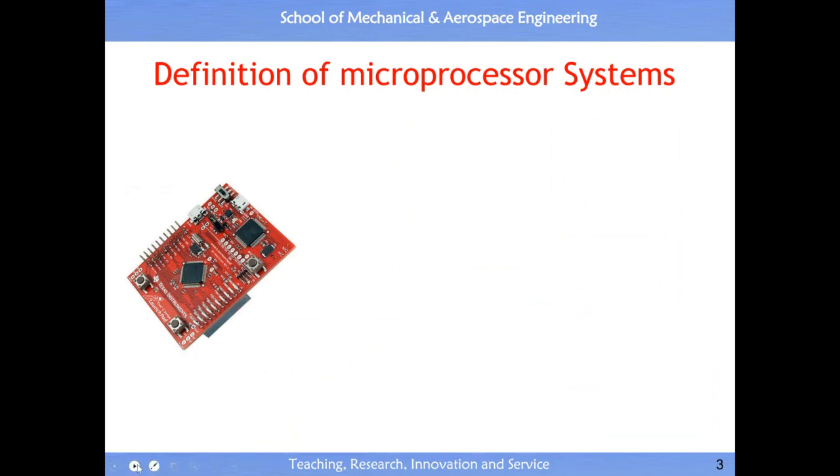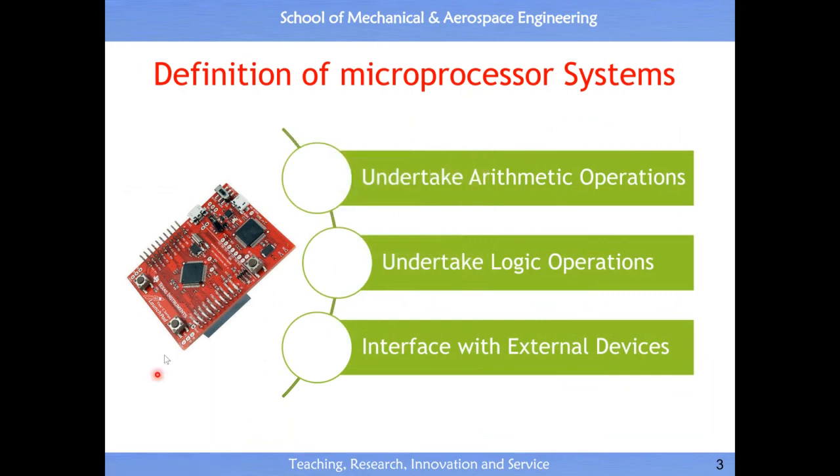Then here is a definition of a microprocessor system. Basically, inside the system, we can undertake arithmetic operation, logic operation, and also have an interface with external devices. The interface could be at the input side, for example, interface with the sensor so that we can get the sensory data from the sensor, or interface with the actuator so that we can output commands and take action. Okay, so this is a definition of a microprocessor system.